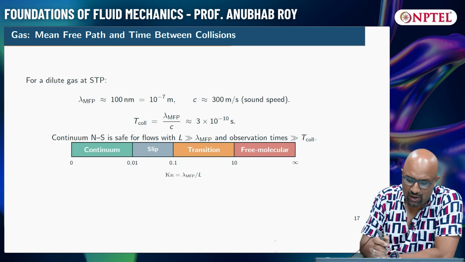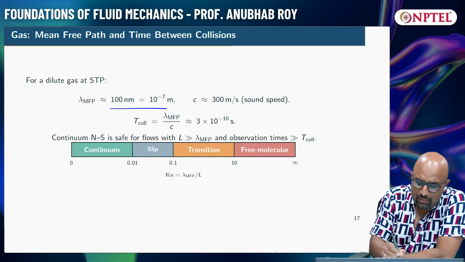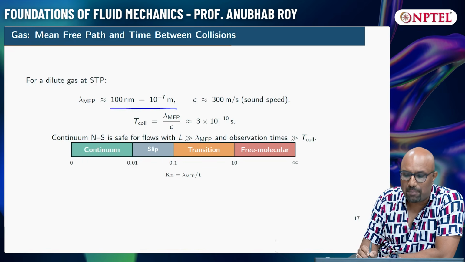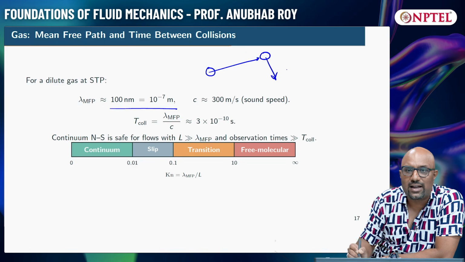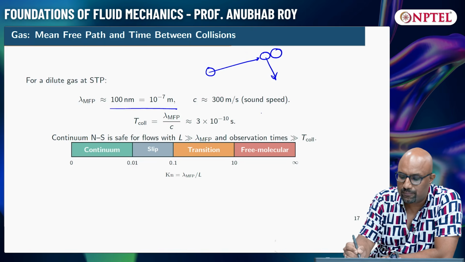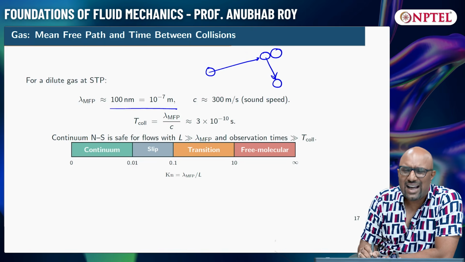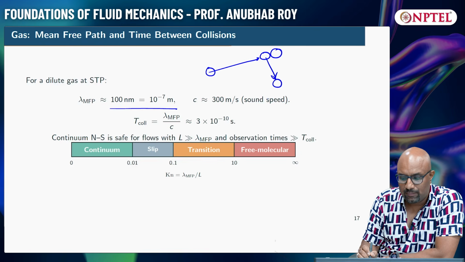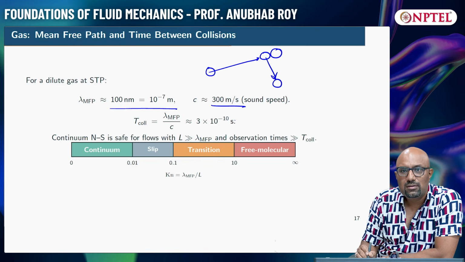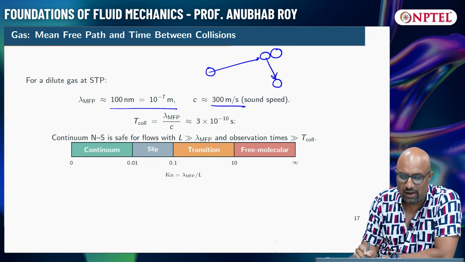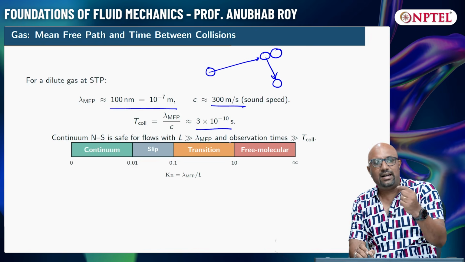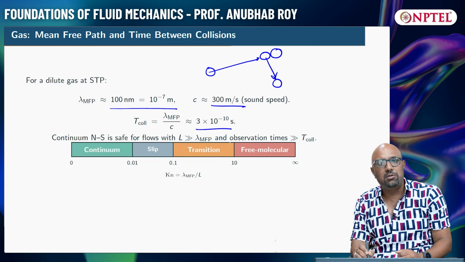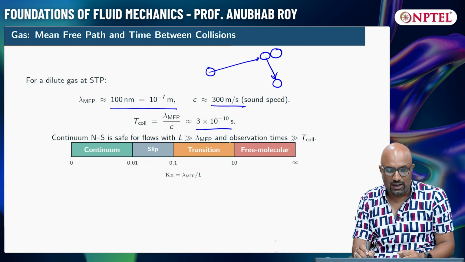So with this, for dilute gases, if you write down the mean free path, that's the distance that a molecule travels before it collides with another neighboring molecule. That's around 100 nanometers. The speed of sound, which is the speed with which these molecules are going to travel, would be around 300 meters per second. So the collision time, the time it takes between two collisions, is around 10 to the power minus 10 seconds. That's what we were seeing earlier.